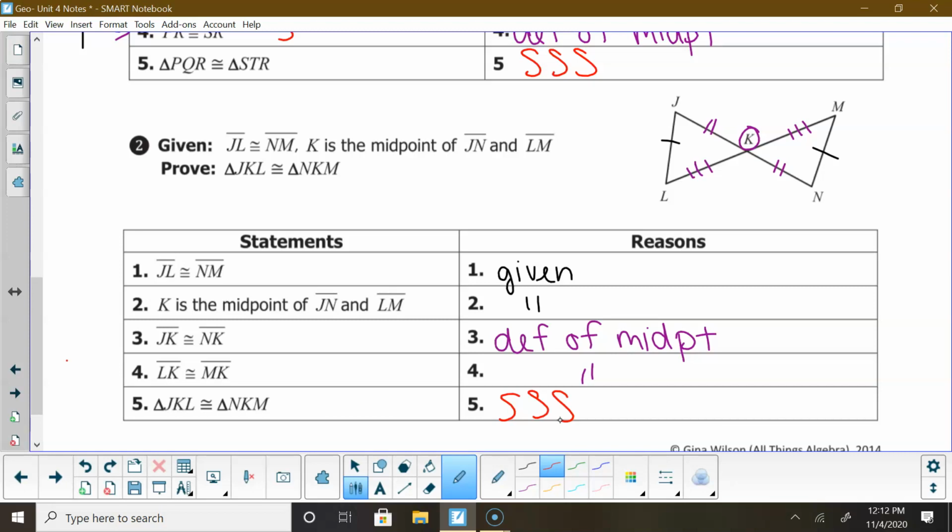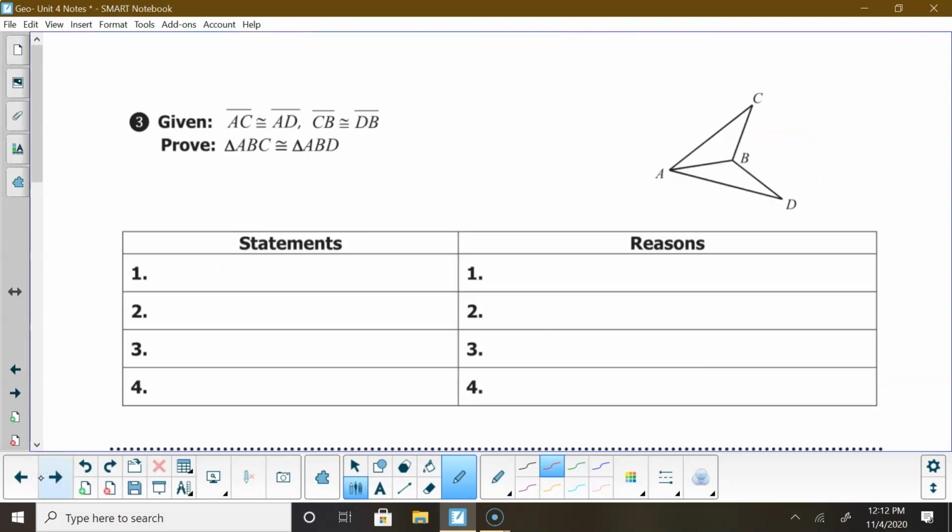Ready for the next page? We're just going to keep doing proofs today. Yeah. I think we get through like 5 pages today.